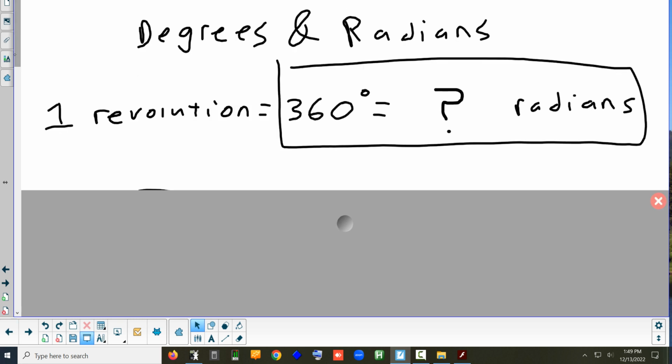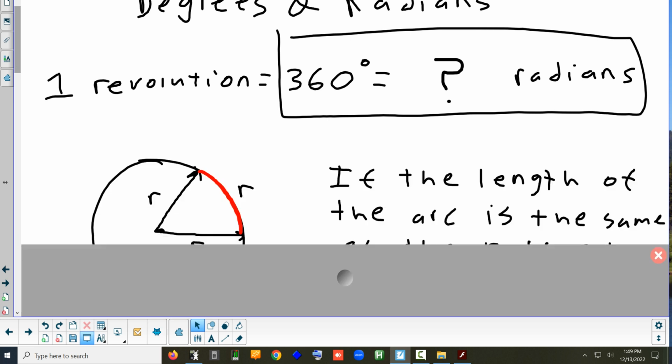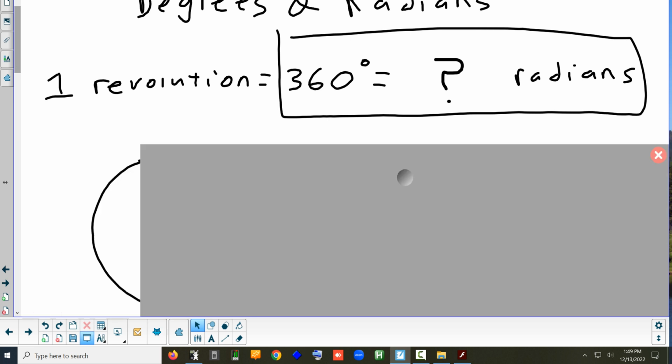All right, so if you look at the word radian, does it look like any other word that we use sometimes in like geometry? Radius. So radian and radius, there's a connection. First thing I'm going to show you is what a radian looks like as like a picture. And then I'll get into how do we convert between radians and degrees using a formula.